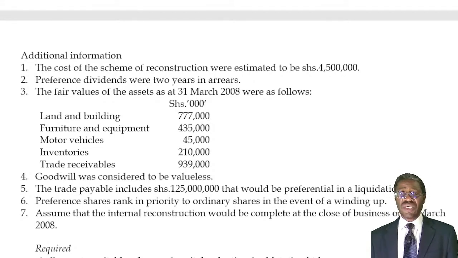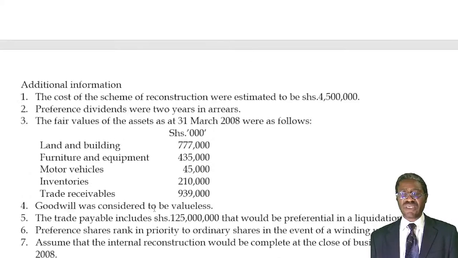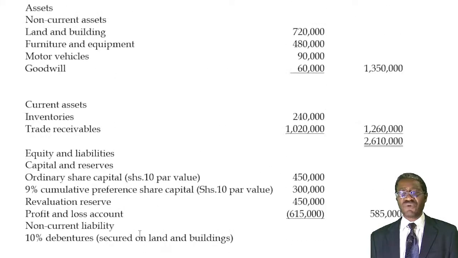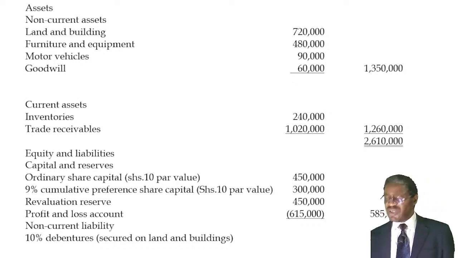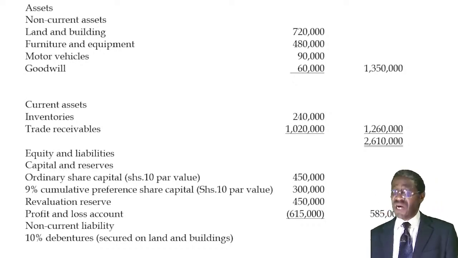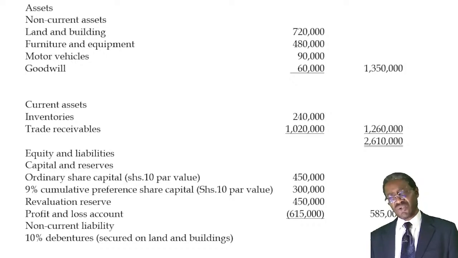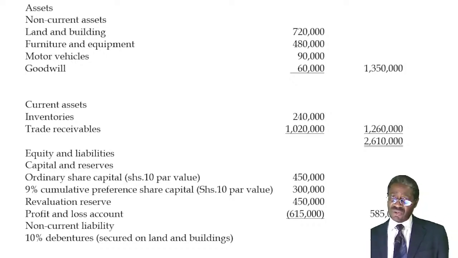Another one I can see here is motor vehicle. Fair value 45. What about the original book value? Originally it had a book value of 90. Now we are being given a fair value of 45. That's obvious. It's a loss.